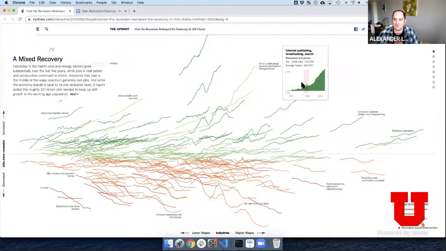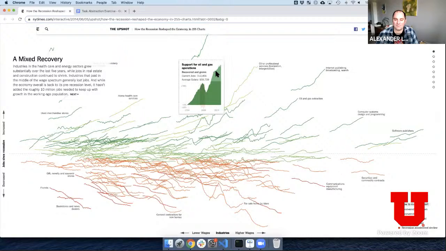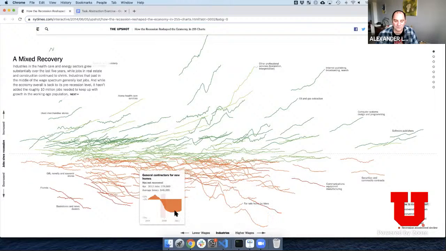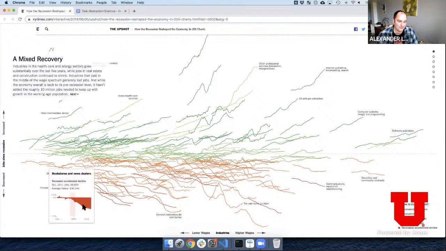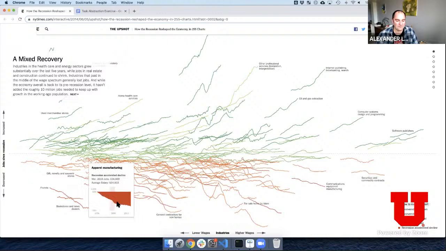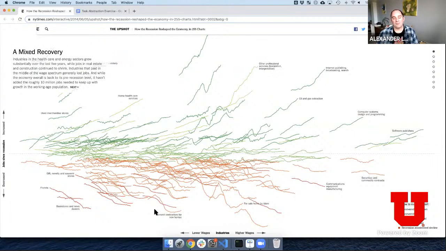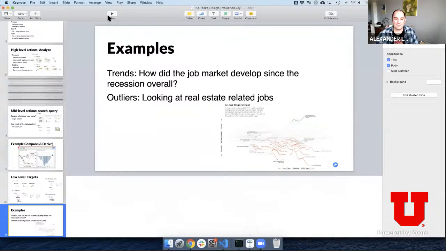And so we can see that roughly, well, internet publishing, support for oil and gas operations, oil and gas extraction, computer systems and programming software, this kind of stuff did well, whereas land subdivision, real estate related things, seem to have been doing pretty badly, and some like bookstores and dealers and so on, these might not be necessarily completely related to housing. So here we want to look at both trends and outliers in this example.